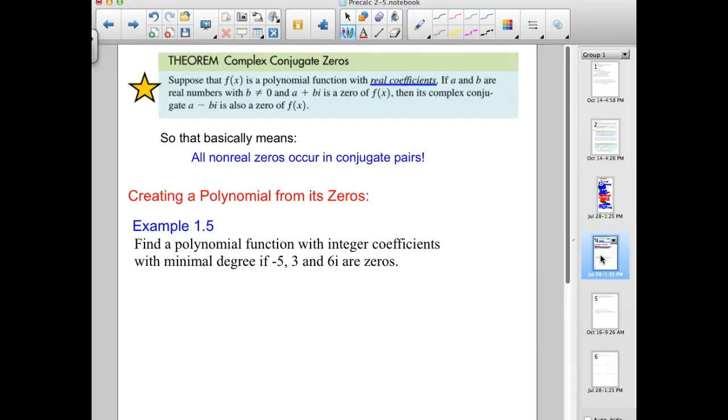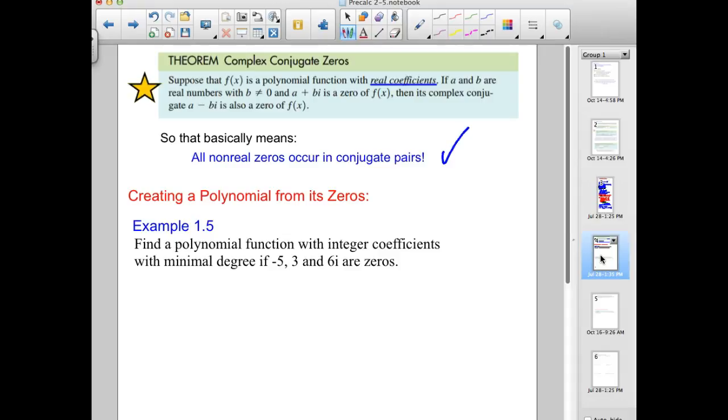All right, our third theorem. We're looking at complex conjugate zeros. It says, suppose that f of x is a polynomial function with real coefficients. If a and b are real numbers with b not equaling 0, and a plus bi is a 0 of the function, then its complex conjugate a minus bi is also a 0. In other words, all non-real zeros occur in conjugate pairs.